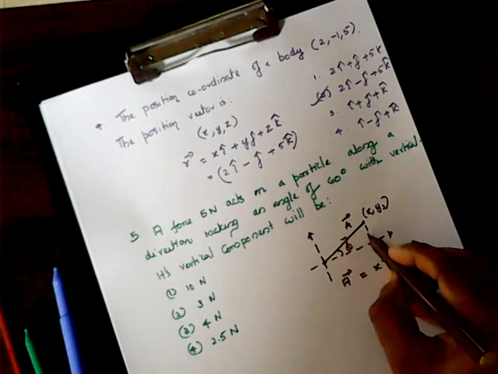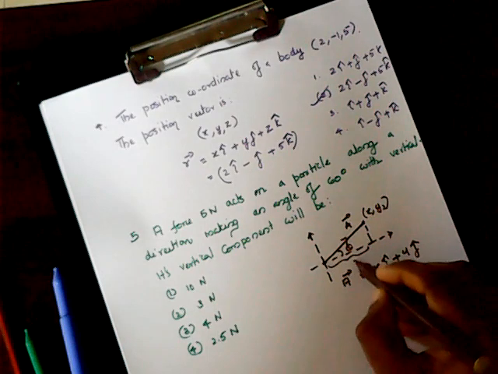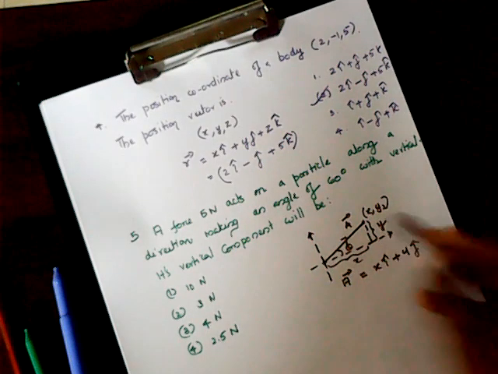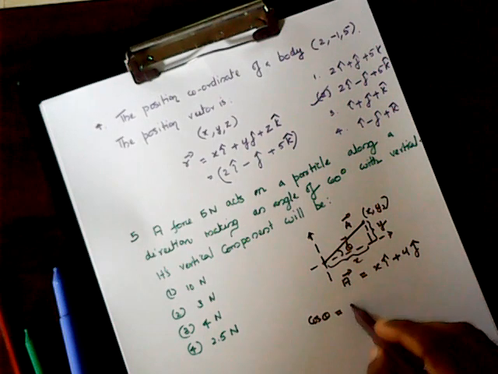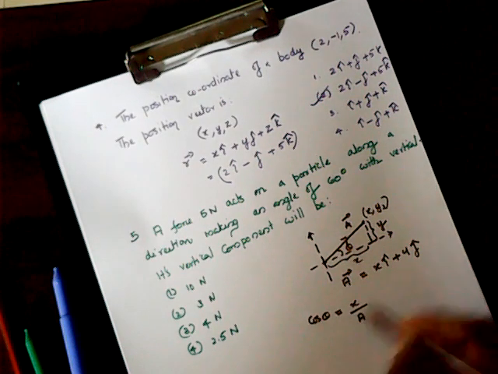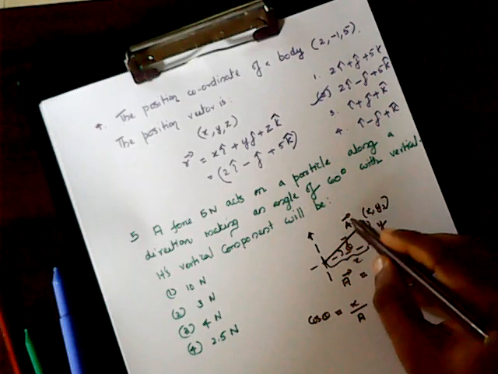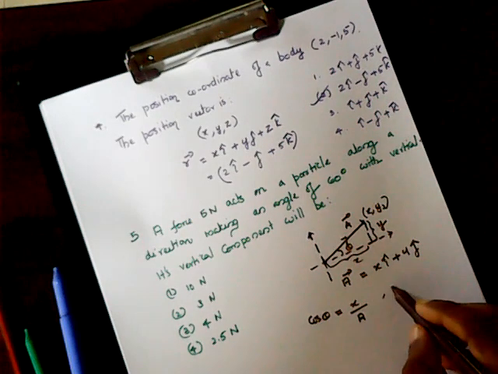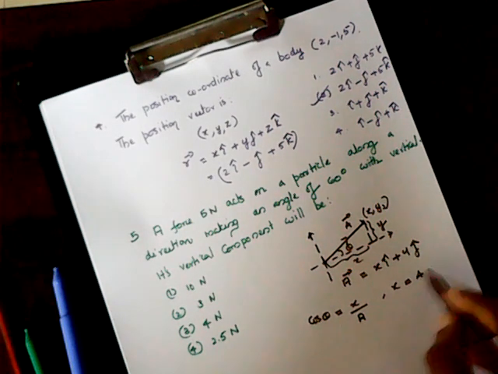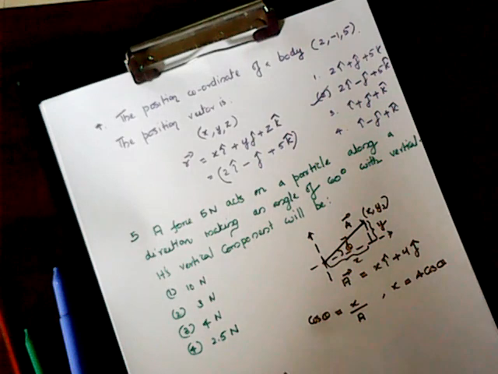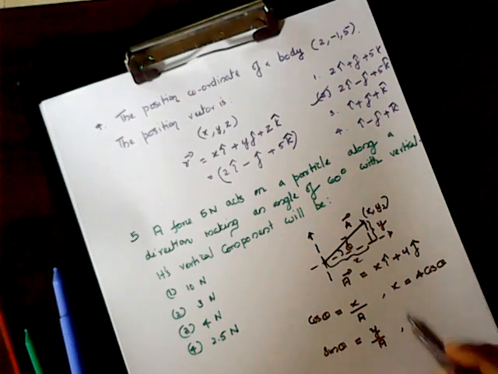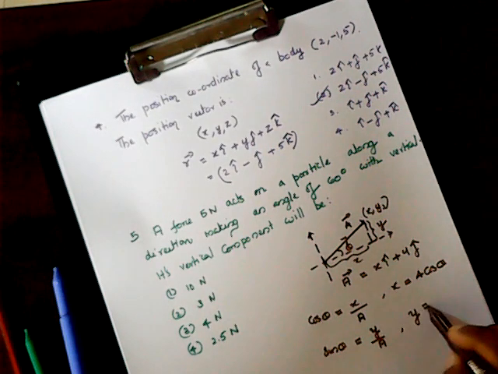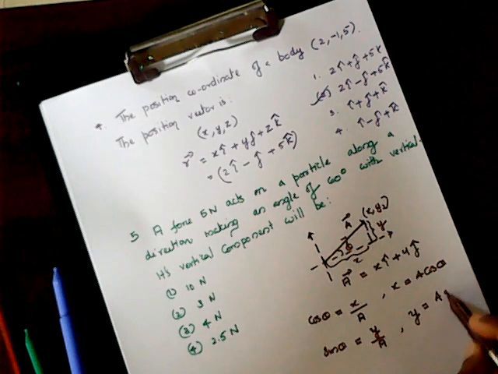But we know this is x and this is y. If we take the value of cos theta, that is the adjacent side by the magnitude of the hypotenuse vector A, so we can write x is equal to A cos theta. Similarly, if we take the value of sin theta, we get y by A, and from that you get y is equal to A sin theta.